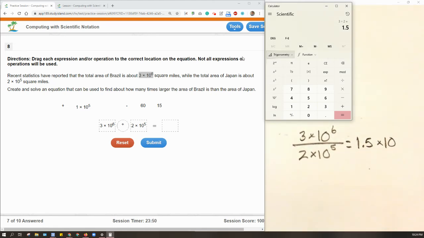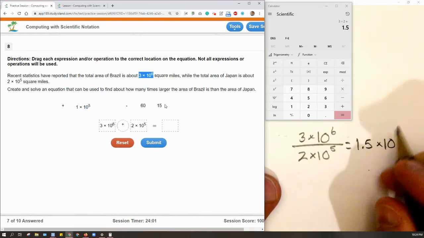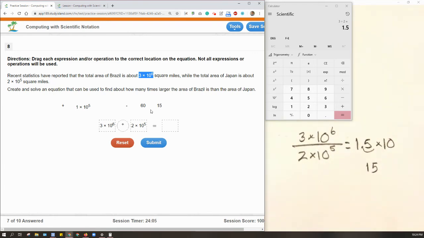Well, wait a minute. That's not one of my options here. I have 1 times 10 to the 5th, and I have the minus sign, I have the plus sign. I have a 60 and a 15. Well, if you multiply 1.5 times 10, it moves the decimal place over one spot, and you get 15. 1.5 times 10 to the 1st power is 15.